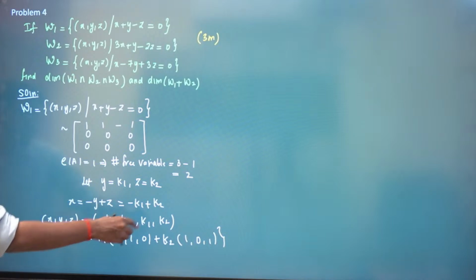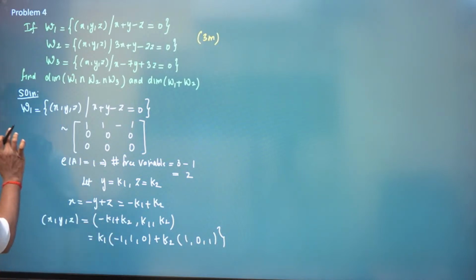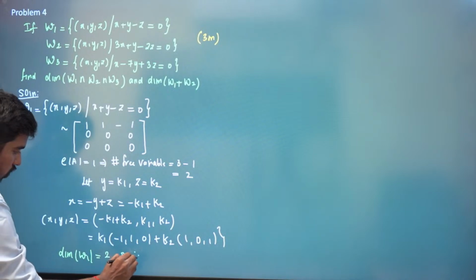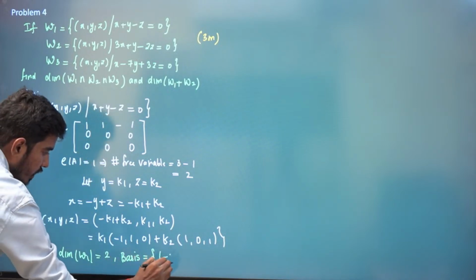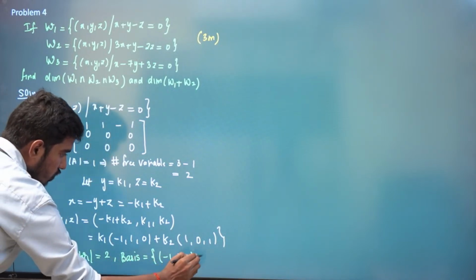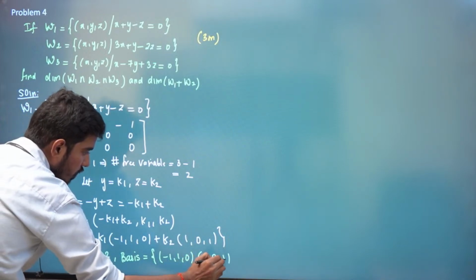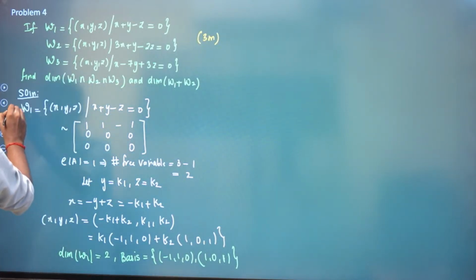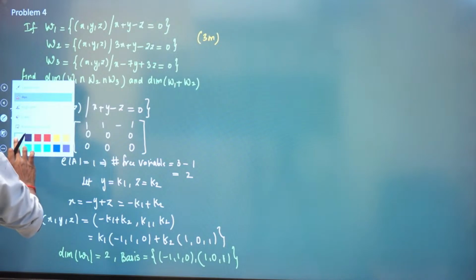So you can see there are two elements in the basis. And what about the dimension of W1? So the dimension of W1 is 2. And what is the basis? One of the bases is minus 1, 1, 0 and 1, 0, 1. So this is one of the bases. Now similarly we will find the dimension for W2 as well as the dimension for W3 also.